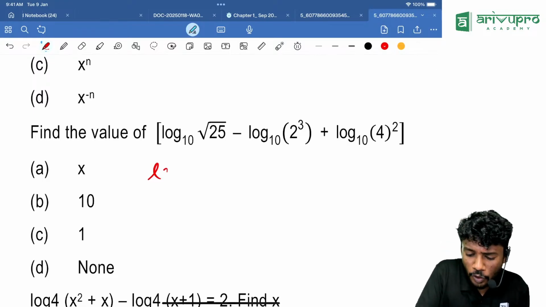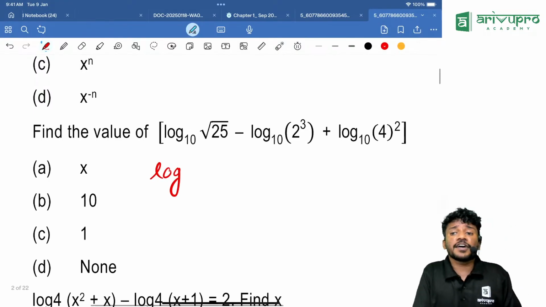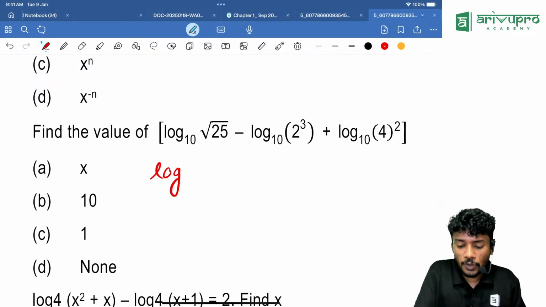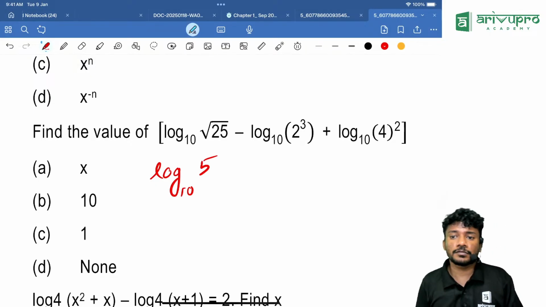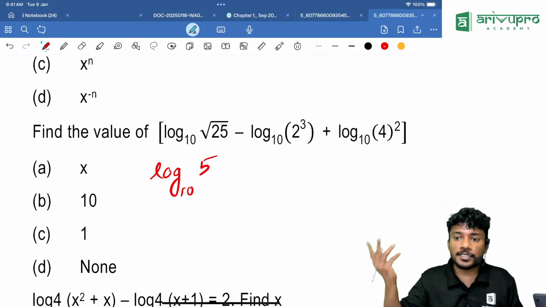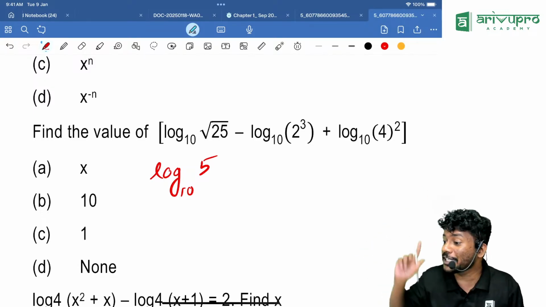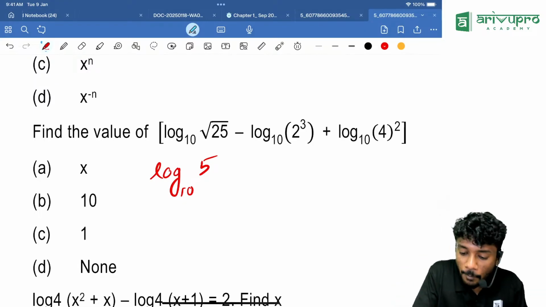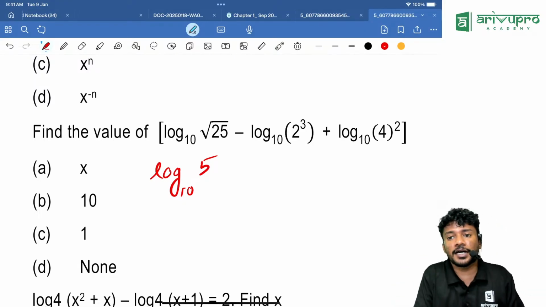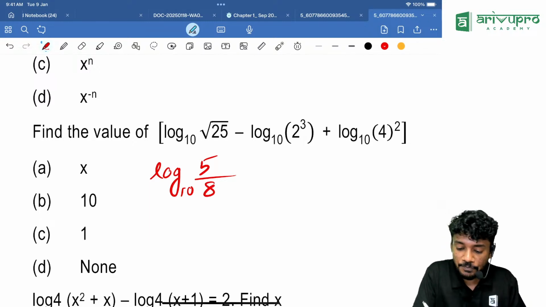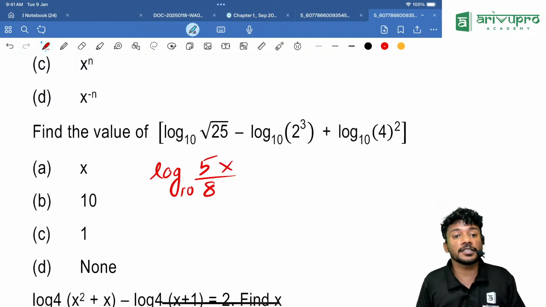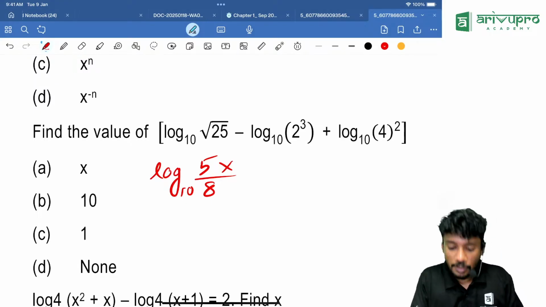What is this? Log of root 25 is how much? 5 square. So can I write it as log 10 to the base 5? 5 square root is how much? 5 square the whole power 1 by 2. That is how much? 5. Minus means how much? It will come in the denominator. 2 cube is how much? 8. Then plus means how much? In the product, that will be 16.